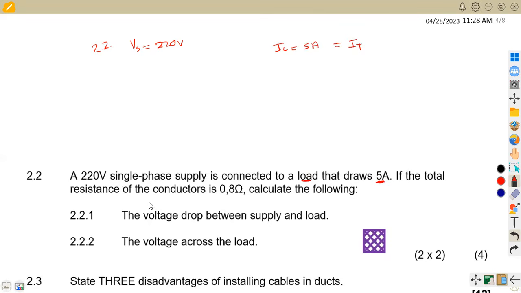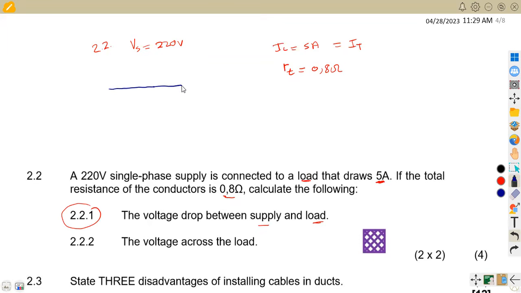If the total resistance of the conductors, so there are conductors in between this circuit that we have, so we can have this as the total internal resistance of the conductors, which is 0.8 ohms. The question is asking us to calculate the voltage drop between the supply and the load. Take note, before we reach there, we are having something of this nature.